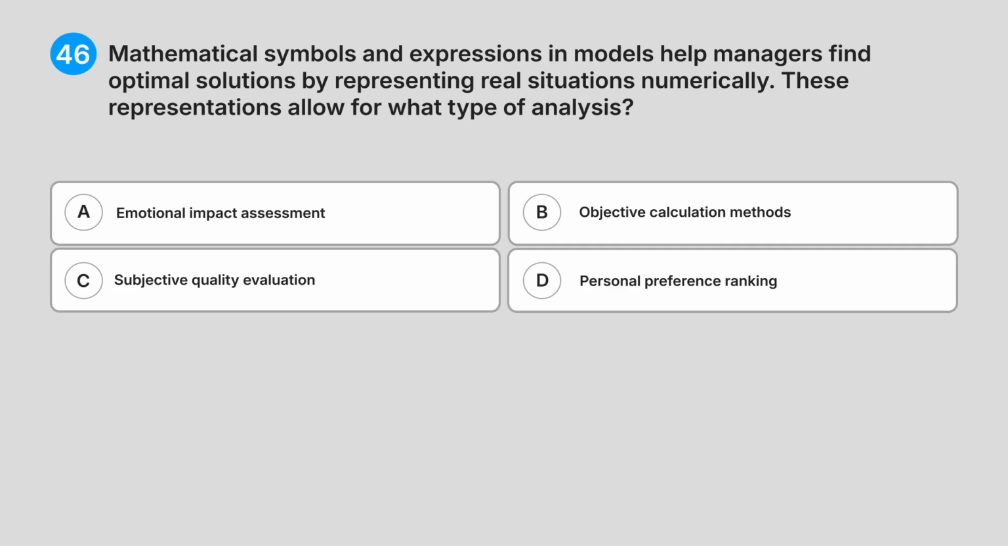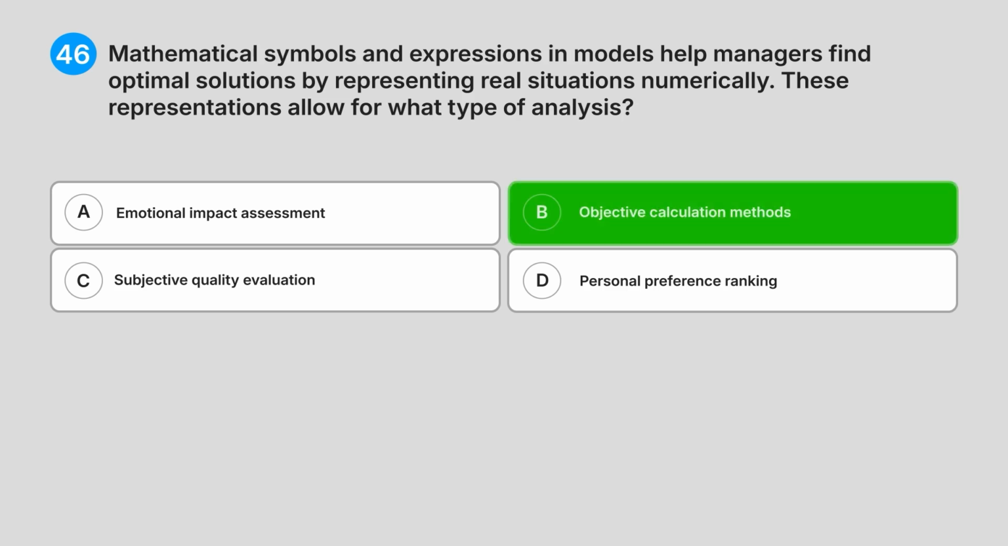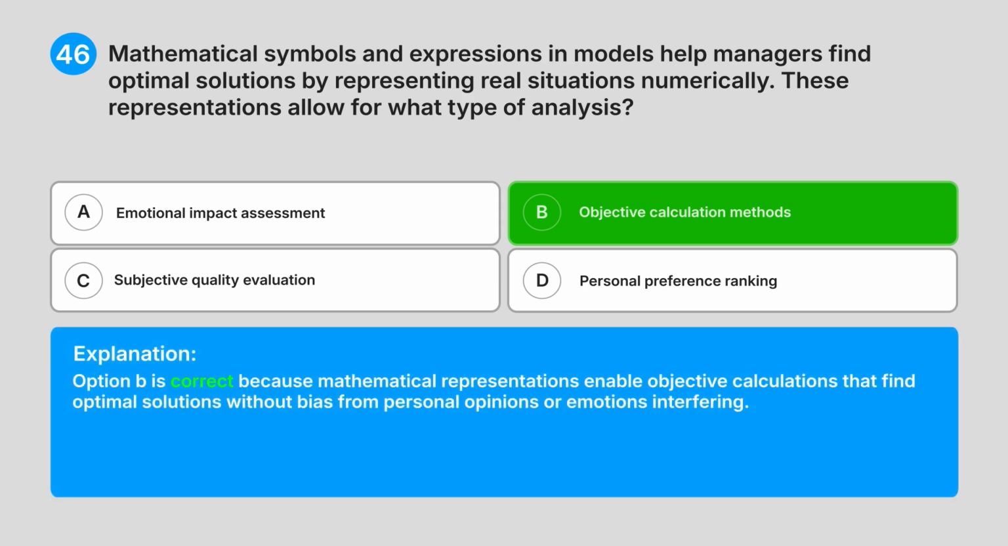Correct answer. B. Objective calculation methods. Explanation. Option B is correct because mathematical representations enable objective calculations that find optimal solutions without bias from personal opinions or emotions interfering.